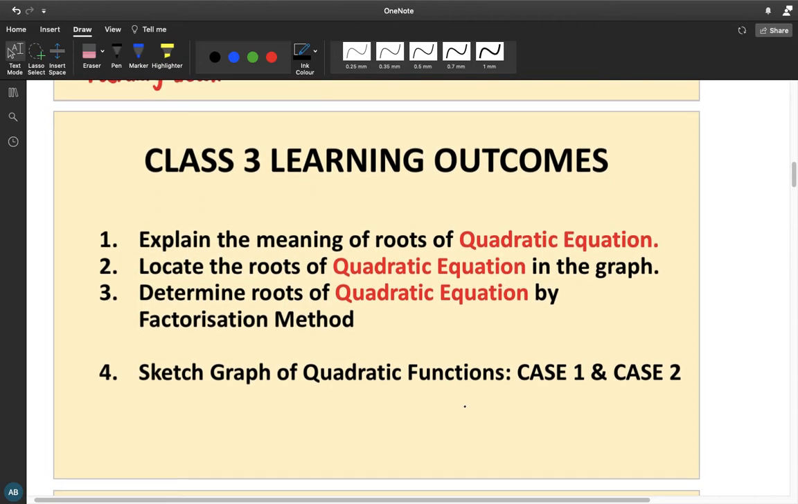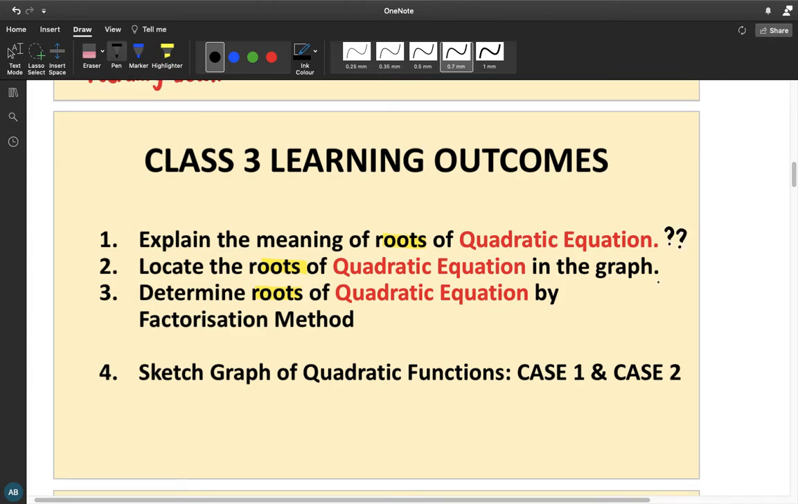Okay, so today is our class 3. These are the learning outcomes that we are going to look into. So mainly today we are going to look a lot at roots. Okay, roots of quadratic equation. Okay, so explain the meaning of roots of quadratic equation. So first of all, we want to learn what roots are in a quadratic equation.